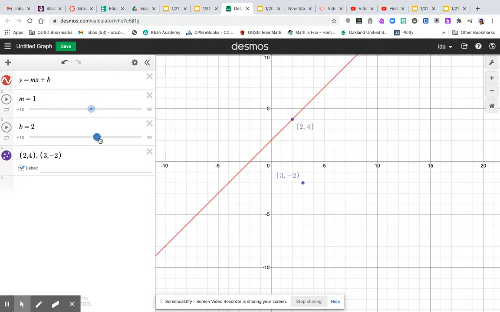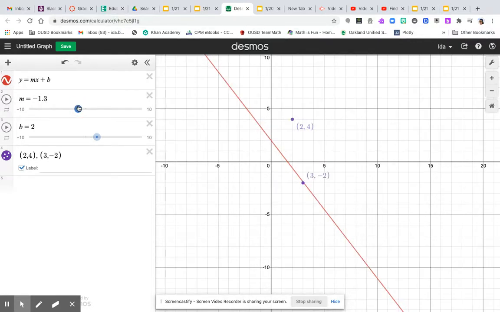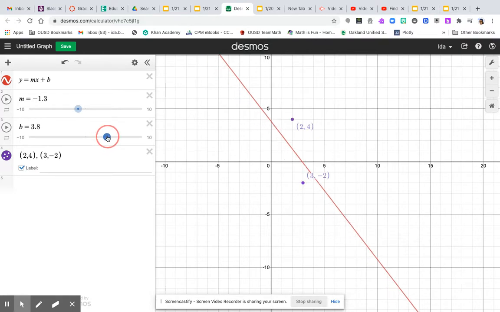So I'm going to keep playing with both the slope and the y-intercept. I see that of the 2 points, one is below the other, so I don't like how this is looking. So I'm going to think that the slope is negative. So I'm going to turn the line the other way and maybe have it go through that point. I also need to change my y-intercept because it needs to be closer. And now it's kind of in between the points.